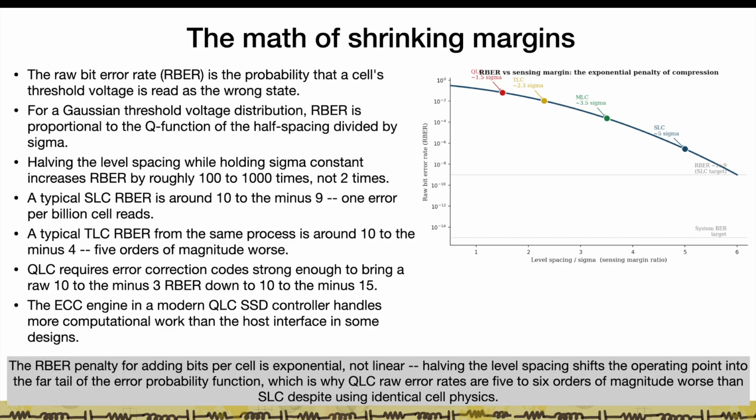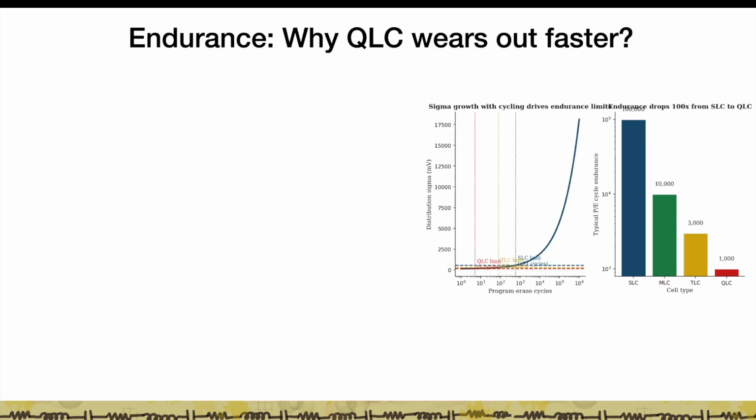But before we get there, there is a second failure mode that compounds the problem over time. Now, every program erase cycle permanently damages the tunnel oxide.